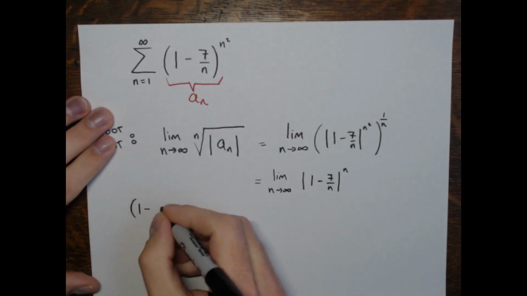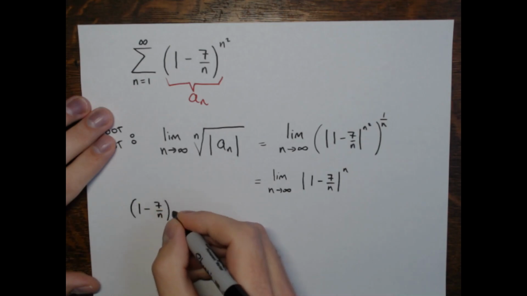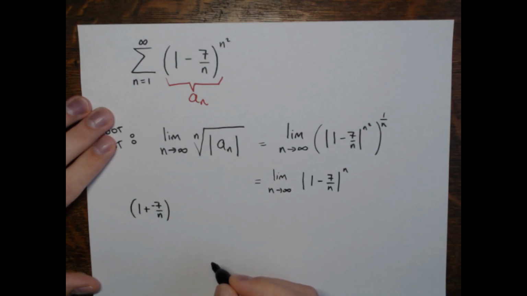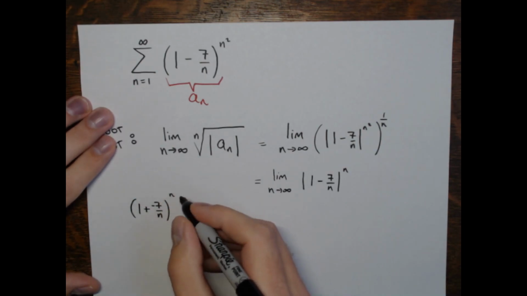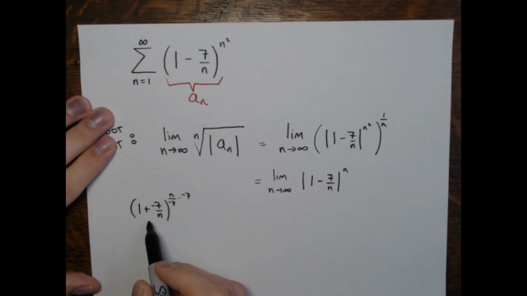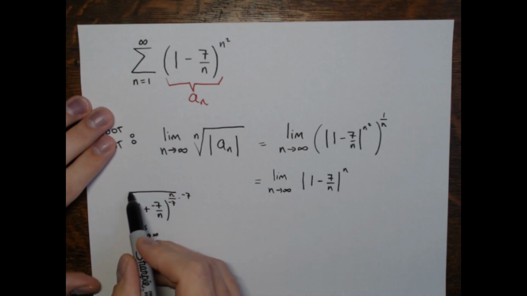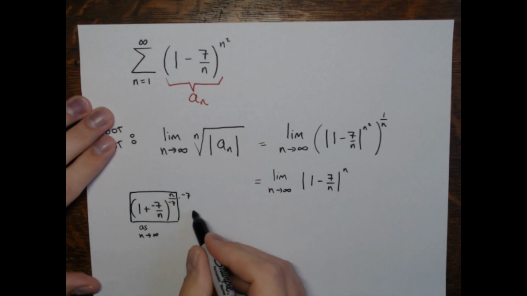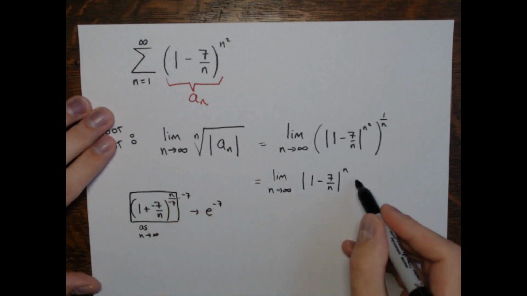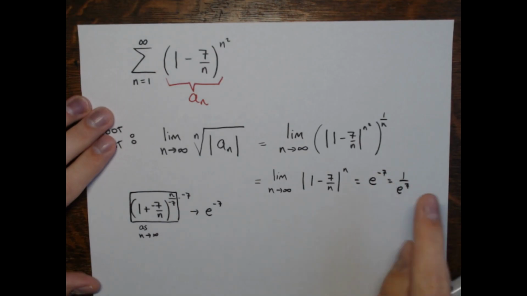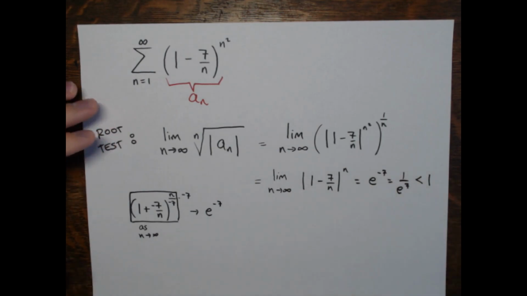Now, 1 minus 7 over n, which is the same as 1 plus negative 7 over n to the nth power if I divide by -7 and multiply by -7 here, as n goes to infinity. You may recall something like this: 1 plus something raised to the reciprocal of that thing would go to e. So this would be approaching e to the -7th. This limit is e to the -7th, or 1 over e to the 7th, which is definitely less than 1.